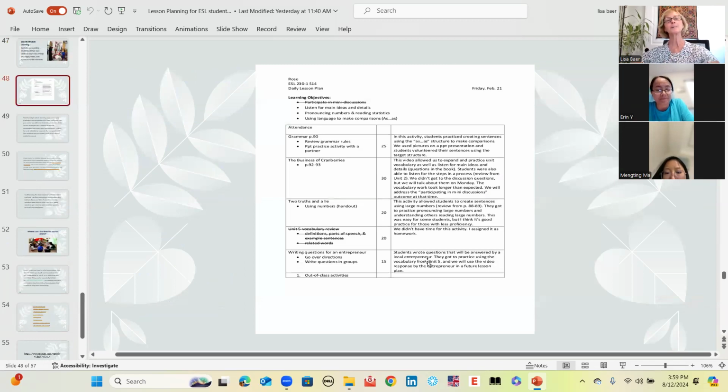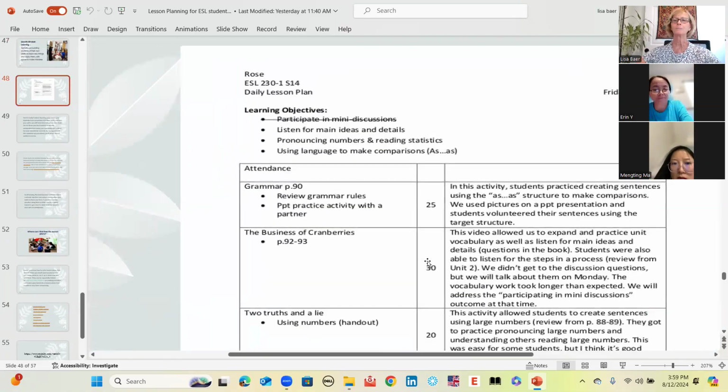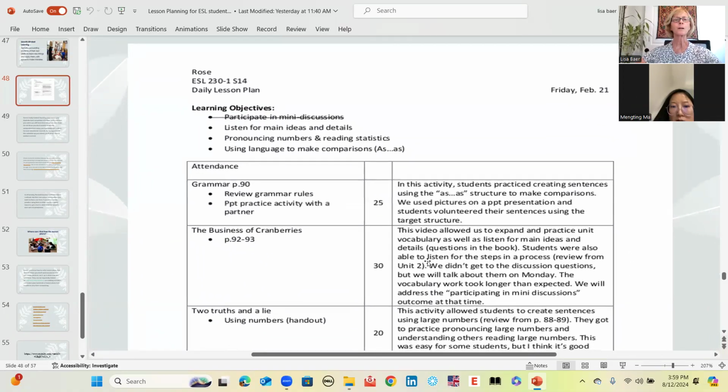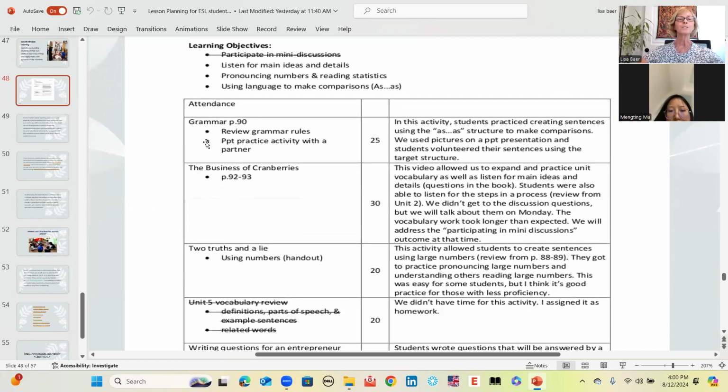So here is another lesson plan. The learning objectives are: listen for main ideas and details, pronouncing numbers and reading statistics, and using language to make comparisons, as or like, probably. So here you've got grammar, page 90, 25 minutes.